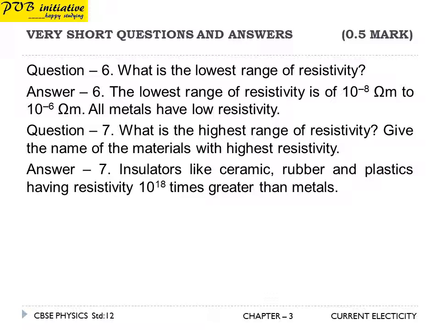Question 7. What is the highest range of resistivity? Give the name of the materials with highest resistivity. Answer 7. Insulators like ceramic, rubber and plastics have a resistivity 10 to the power 18 times greater than the metals.